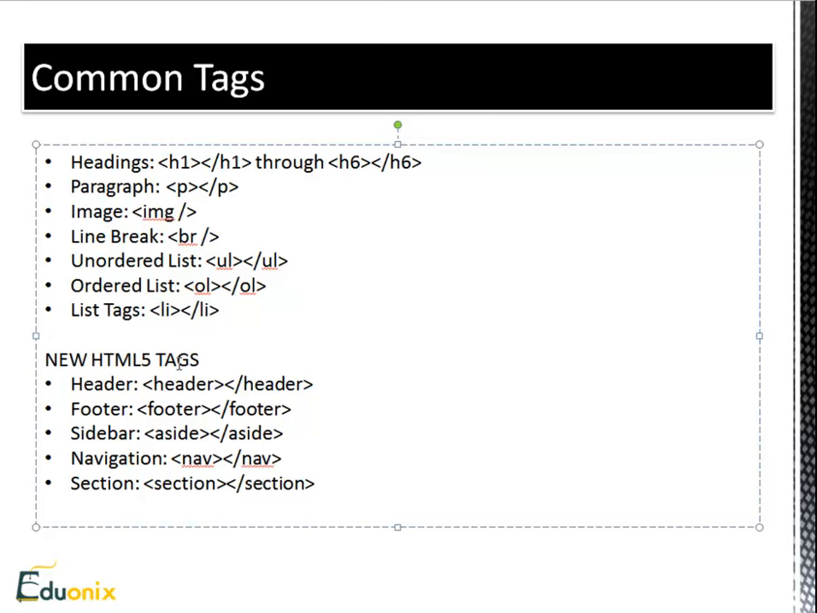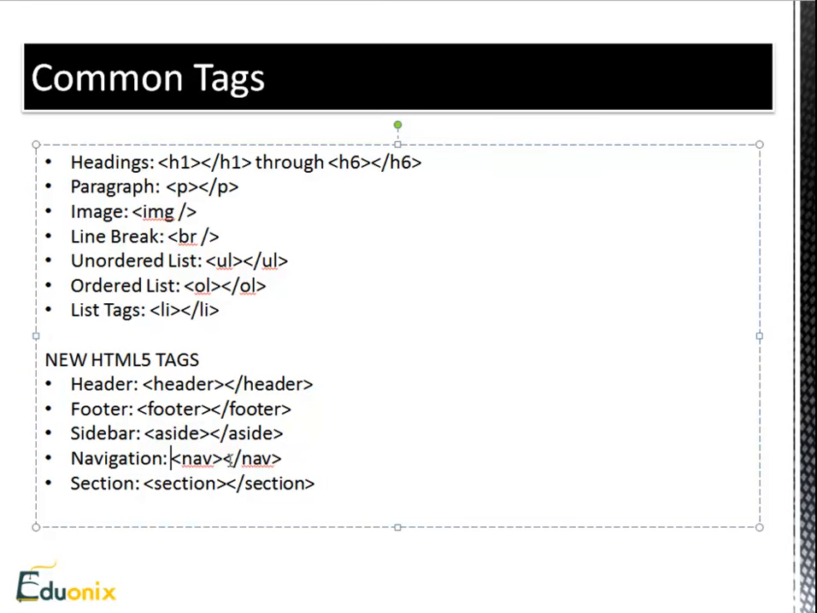So we also have a bunch of new HTML5 tags, and this is only a few of them. We have a header tag where we can put all our header content, maybe our logo or a slogan, stuff like that. And we also have a footer tag where we can put our footer menus and SSL seals and stuff like that. The sidebar, the aside tag, is basically used for sub-content in a sidebar.